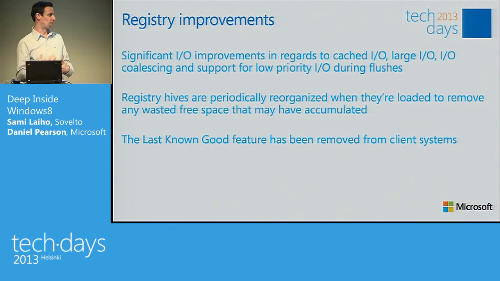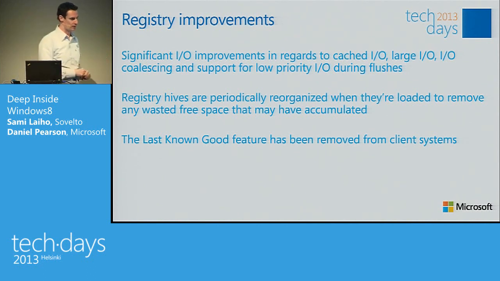So one of the things the system does now is periodically, when it loads hives, it can reorganize that information. So it can compact that. Previously, the only way to do that was to take the whole machine offline, load the registry hive into the registry editor, export it into a different hive, which was effectively taking all that data and creating a brand new registry hive, and then restarting the machine. So now it does it on the fly.